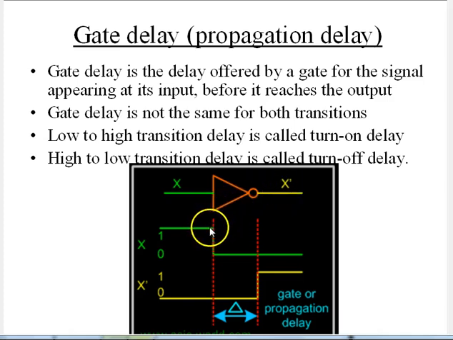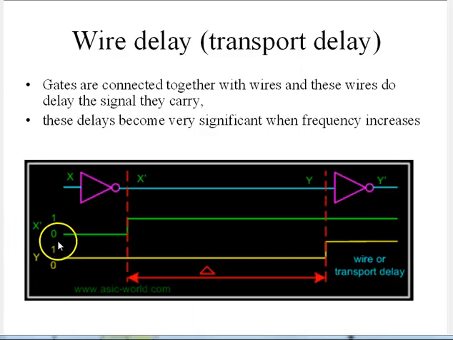When X transitions from high to low at the input, the amount of time it takes for the output to then transition from low to high, that's your propagation delay. What you additionally have to be aware of is the delay for a signal to go from low to high is not always equal to the delay for a signal to go from high to low. So there are two different propagation delays specified for an IC, or for a gate.